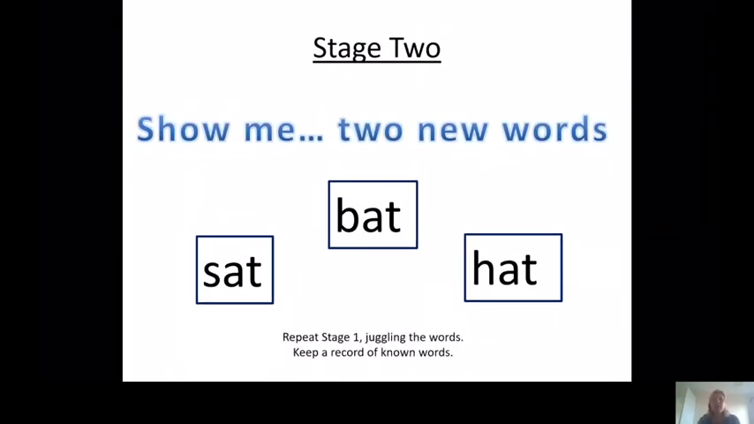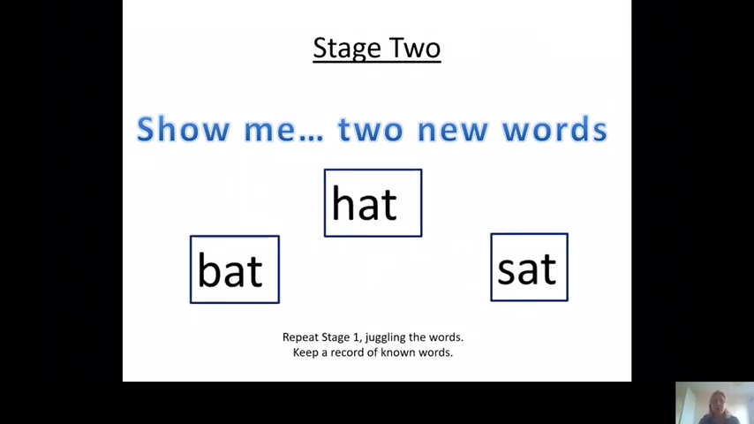Stage 2 is with 2 new words. So we've taken out one and we've put in 2 new ones. So again, we're asking to show me. Show me where is hat. Show me where is bat. Show me where is sat. And then again, we would juggle the words round and ask the child again.